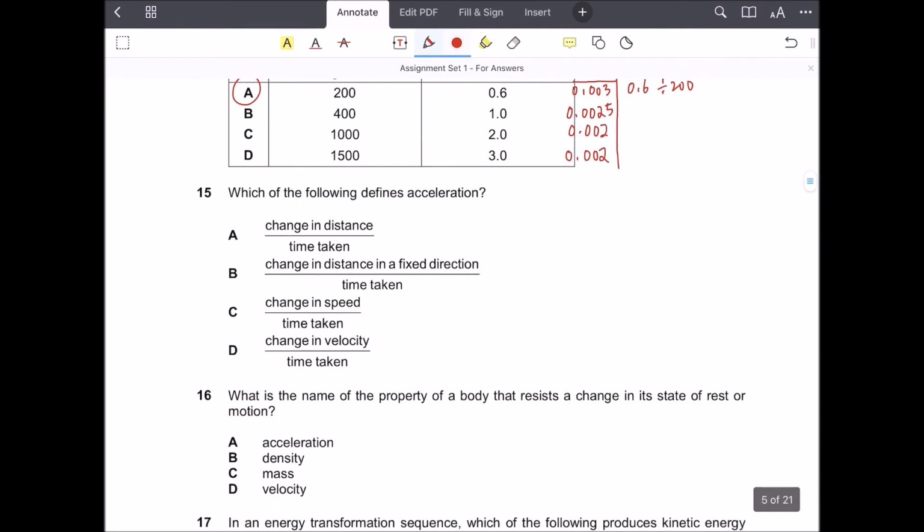The next one, question 15. Question 15 is a definition question. So you would have to know that acceleration is a vector quantity.